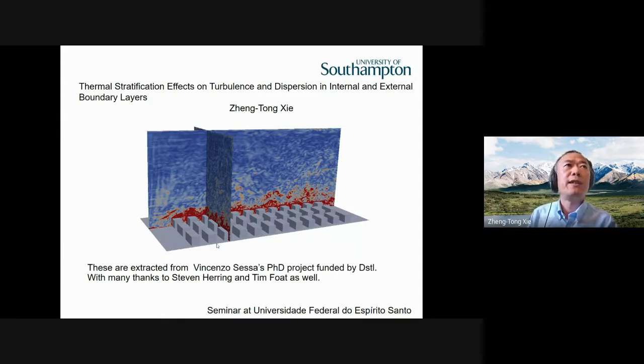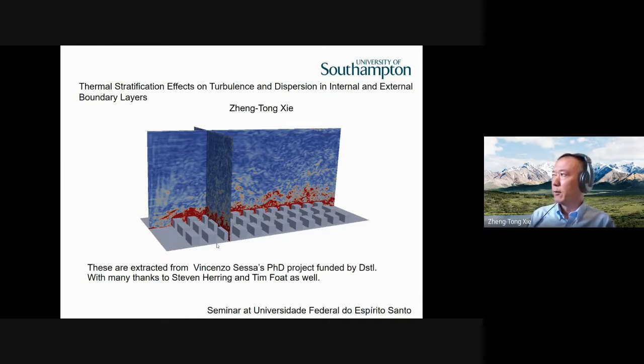So the two keywords: one is thermal stratification. This has only attracted attention in recent years; before, people considered the urban flow just neutral. The second keyword is the internal and external boundary layer.